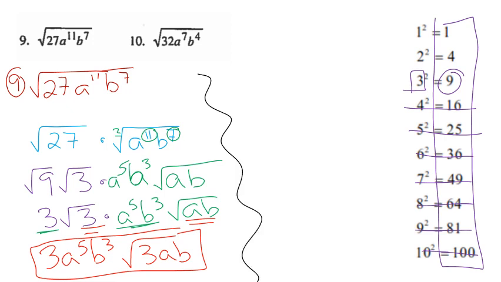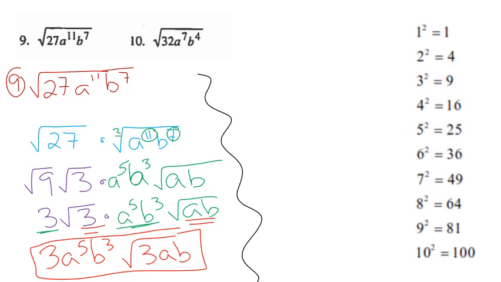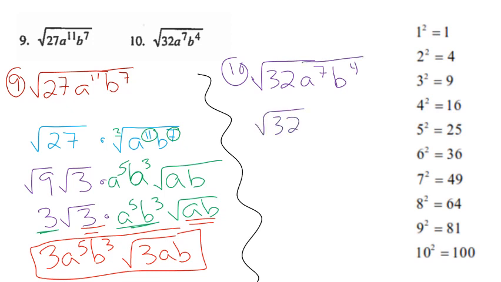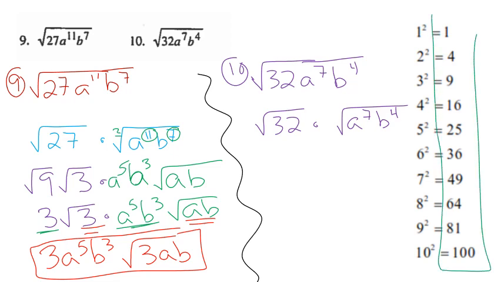For the second one, it's basically the same exact process, right? So we're just kind of taking it a piece at a time. So we have, for number 10, the square root of 32, a^7b^4. So we're going to break it up into root 32 and then root a^7b^4. So the square root of 32, we're going to look at our perfect square list, and we're going to work up the list. So we're not going to use ones that are bigger than 32. 32 is not divisible by 25, but it is divisible by 16. So we'll do 16 times 2 for radical 2.